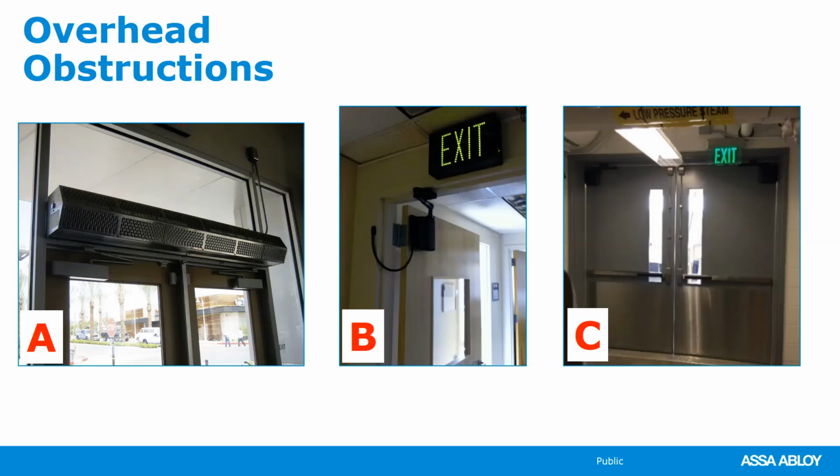Opening B would require an exit sign relocation to accommodate an overhead unit, a task that is typically performed by others and usually equals a callback. So in our trade, the installer of the operator is typically not able to relocate the exit sign. They don't have the appropriate training or electrical licensing to do that.